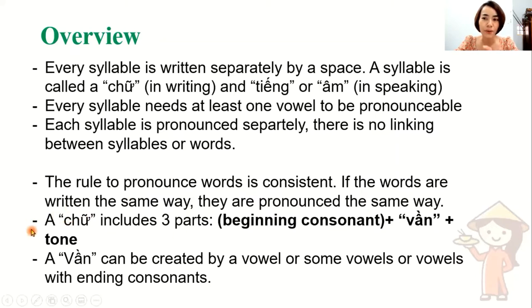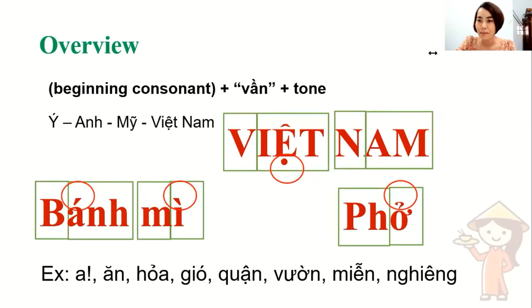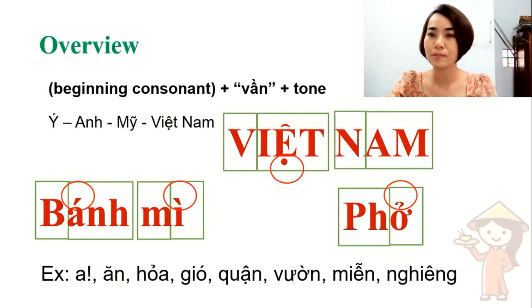So let's get deeper into each word. A chữ, a syllable, includes three parts. We have a beginning consonant, which is sometimes not needed because it's not obligatory. Next we have a vowel, and we have the tone. We have six tones, you already knew that. So what is a vowel? A vowel can be created by a vowel or some vowels, or vowels with ending consonants. Don't worry, I'll talk more with examples on the next page. Here, let me make my face bigger, because we have space here.